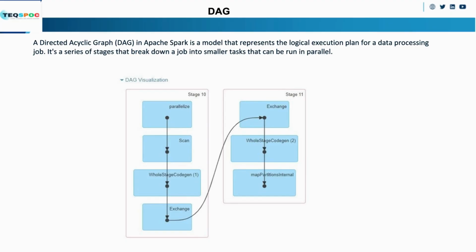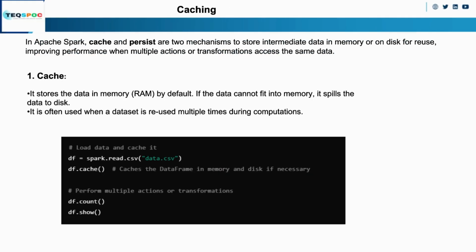So you can understand that there is no need to do the same things over and over again, because these are similar tasks. Just because I am using the same data frame again and again for different purposes, it is processing the DAG every time I call any other action. To avoid this, Apache Spark comes with two different mechanisms: one is caching, the other is persist. In Apache Spark, cache and persist are two mechanisms to store intermediate data in memory or on disk for reuse, improving performance when multiple actions or transformations access the same data.